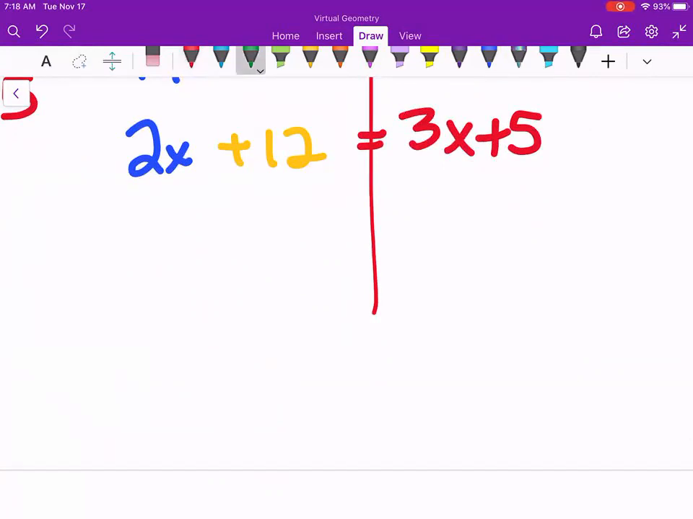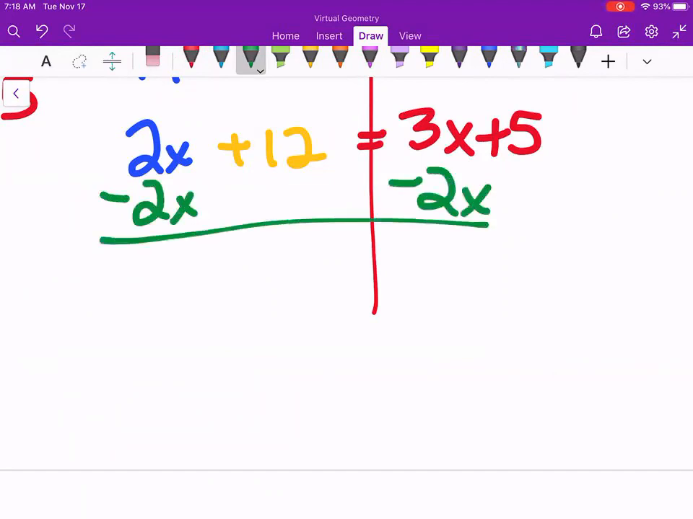All right, so you've got variables on both sides of this equation. This is where I say cancel out the smaller variable first. So 2x, 3x, 2x is smaller. Cancel it first. So minus 2x to both sides. So 12 is equal to 3x, take away 2 of them. That is just an x, and we still have plus 5.